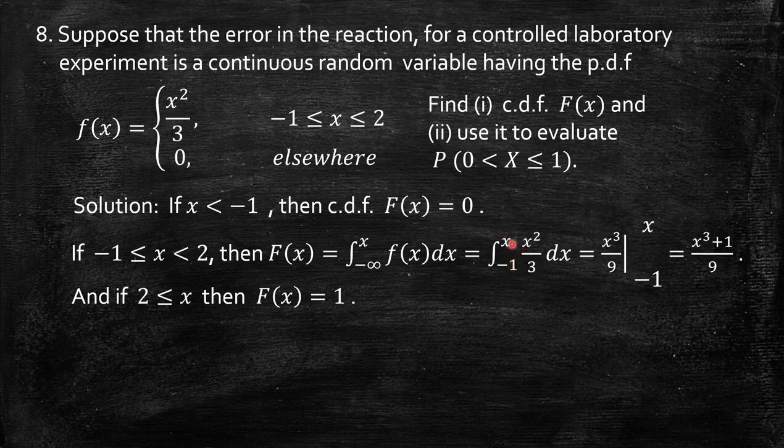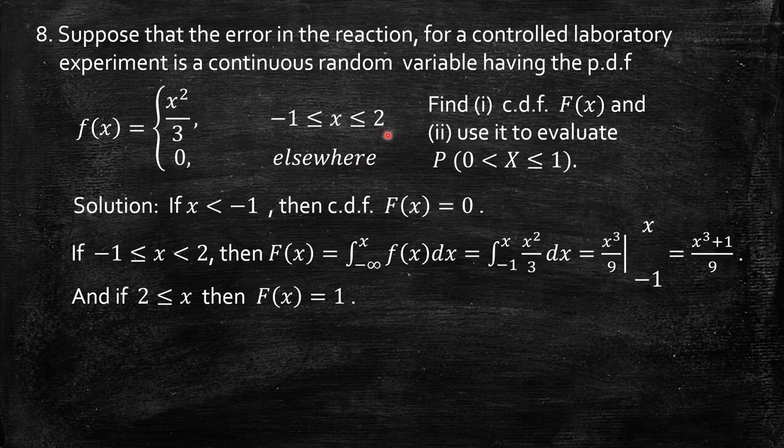But minus 1 to x is a subinterval of the interval minus 1 to 2, where f of x is x square by 3. So integrating, we get x cube by 3 times 3, that is x cube by 9. Upper limit is x, lower limit is minus 1. So upper minus lower: x cube minus of minus 1 the whole cube means x cube plus 1 by 9. So the CDF is x cube plus 1 by 9.